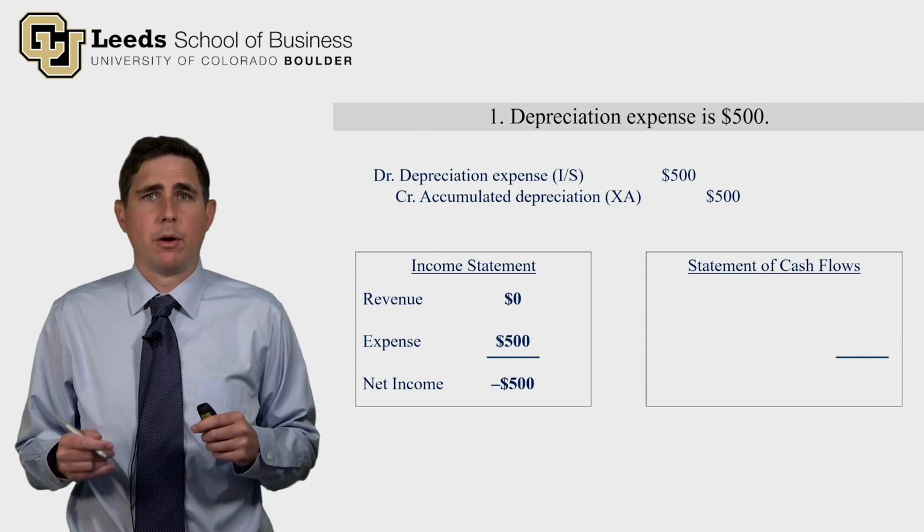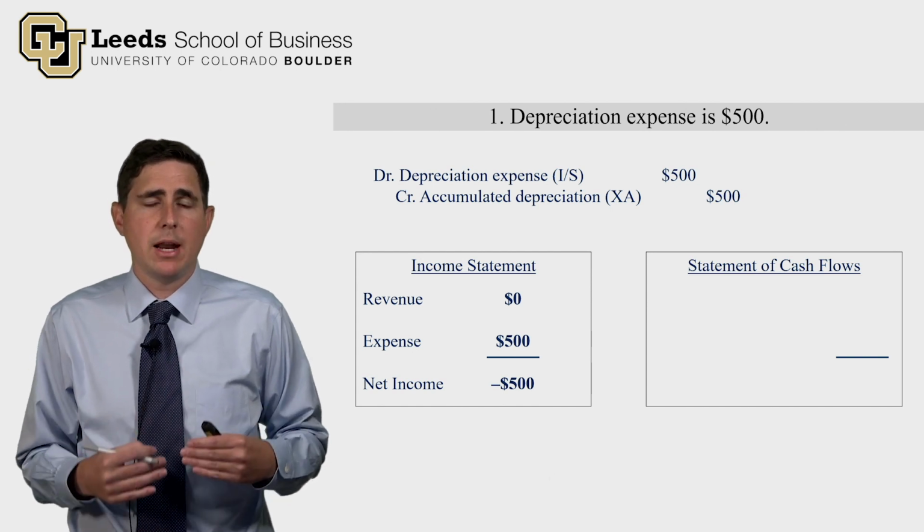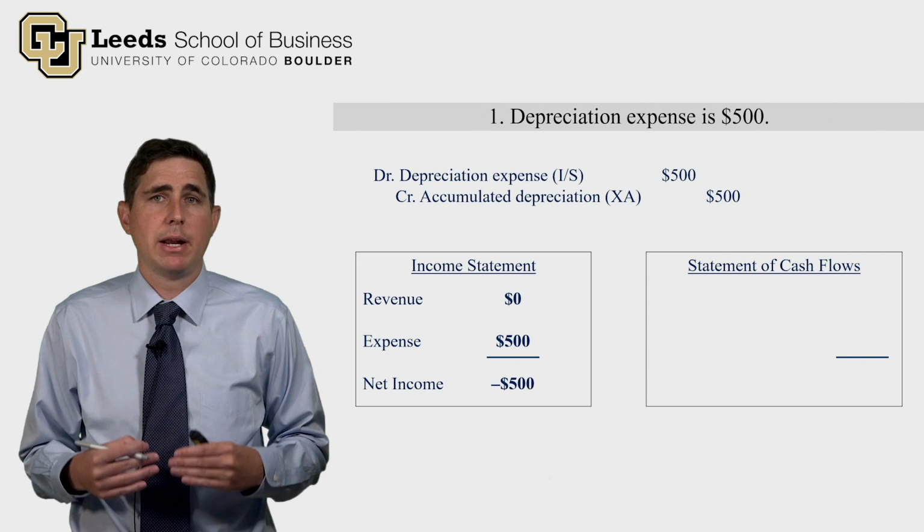Okay, now the important part. Let's talk about the statement of cash flows. Remember, we're going to convert this net income of minus 500 to operating cash flow.